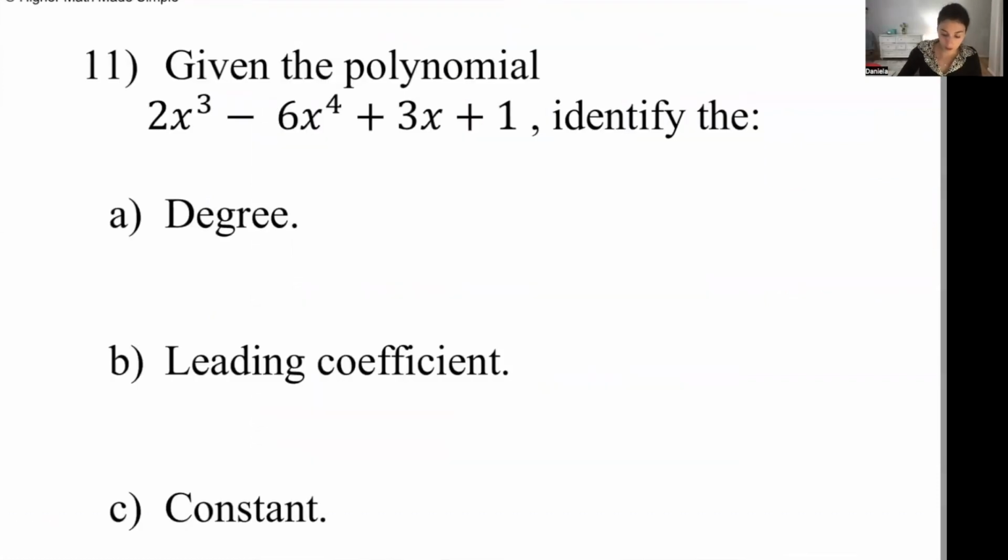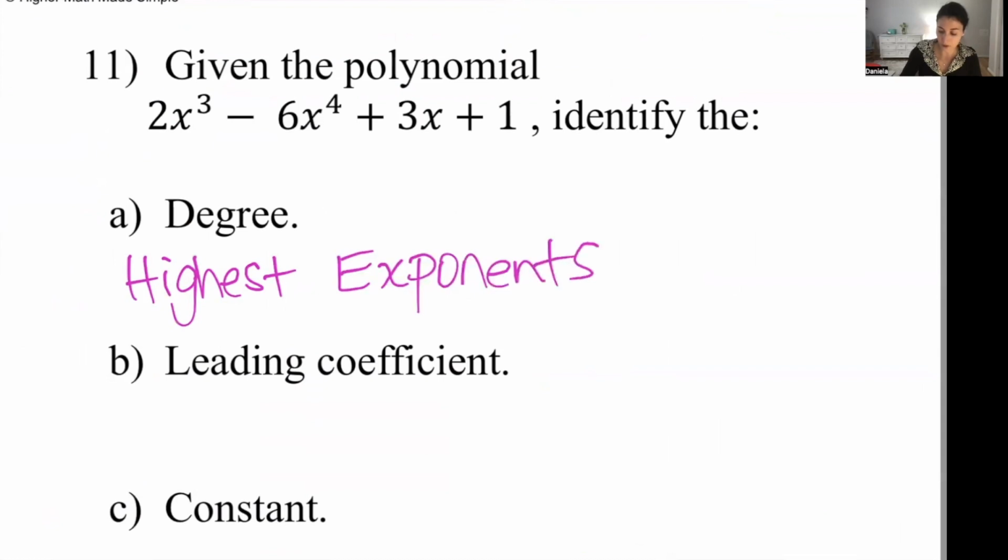So the degree is just a fancy word for what is the highest exponent. That's all it's asking for. So notice it's not in standard form. In other words, it doesn't start with the highest exponent and then go in descending order. They're all scrambled. So just make sure you're looking for that highest exponent. In this particular case, it's 4.